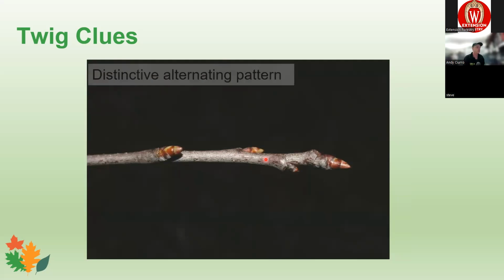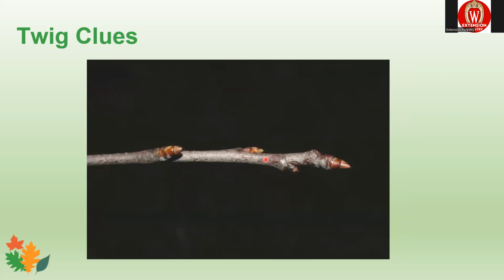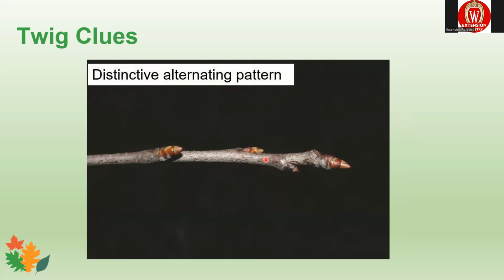All right, so grab a branch of the other tree. Looks totally different, right? It's distinctly alternating for sure. And you have these beautiful cherry red buds, they're larger, they have color to them. You have a terminal bud here instead of a thorn. So that's black cherry.